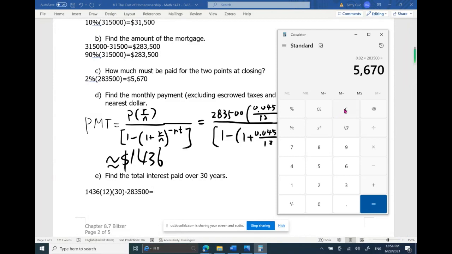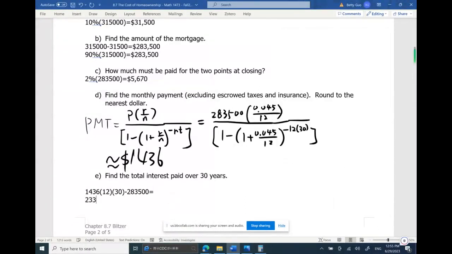Evaluate the expression. We do the multiplication first. 1, 4, 3, 6 multiplied by 360 equals, yeah, that's how much money you pay over the 30 years. Minus, it's almost twice, double the money you owe. Minus the home loan amount, $283,500. Yeah, 233,460. That's the interest.